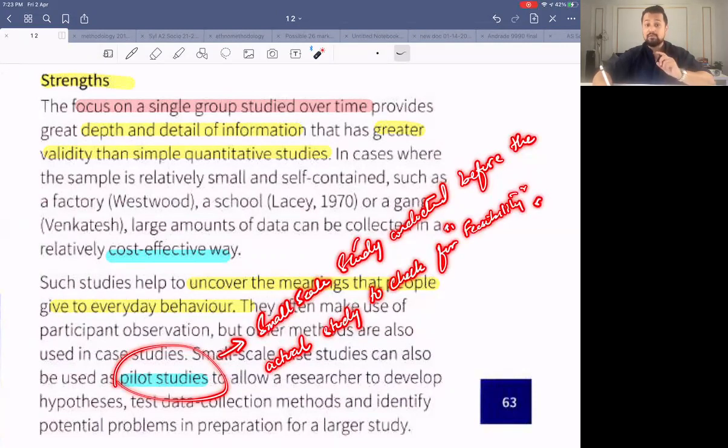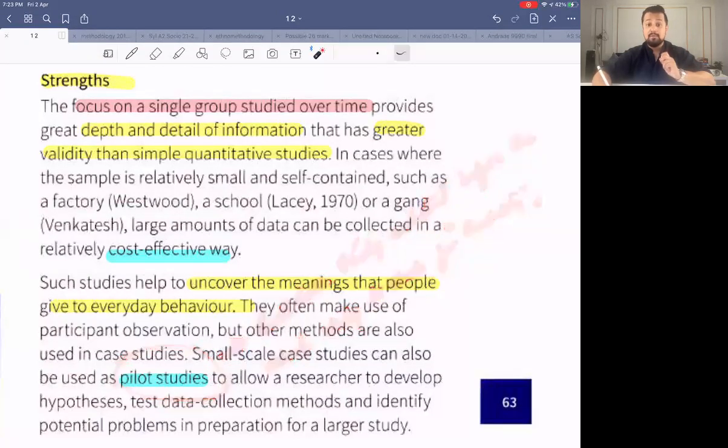So such studies help to uncover the meanings that people give to everyday behavior. They often make use of participant observation, but other methods are used in case studies as well. Small scale studies can also be used as a pilot study. Like I said, it's a small scale study being conducted before an actual study. You're getting hold of a small group, collecting data from them with the intention that if this works, you'd step into something big and cater to the macro prospects of the research you want to conduct as well. Do we get this? Yes, right?